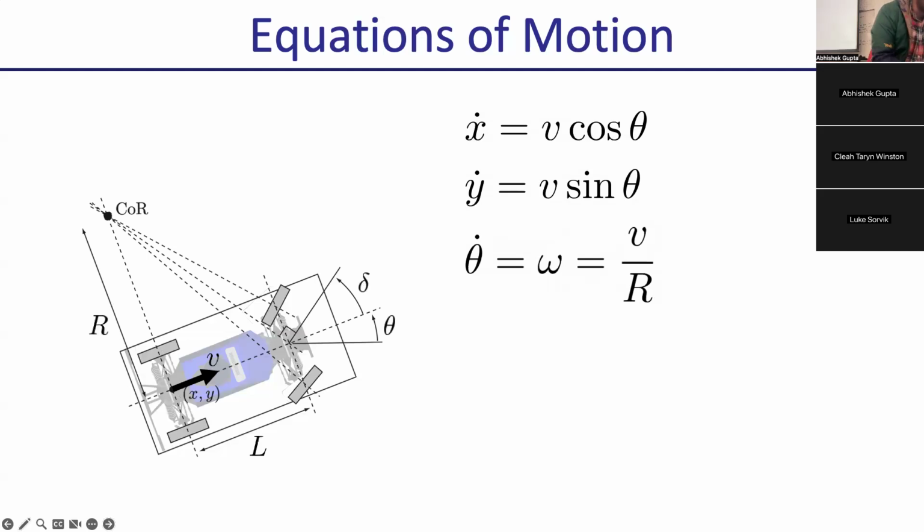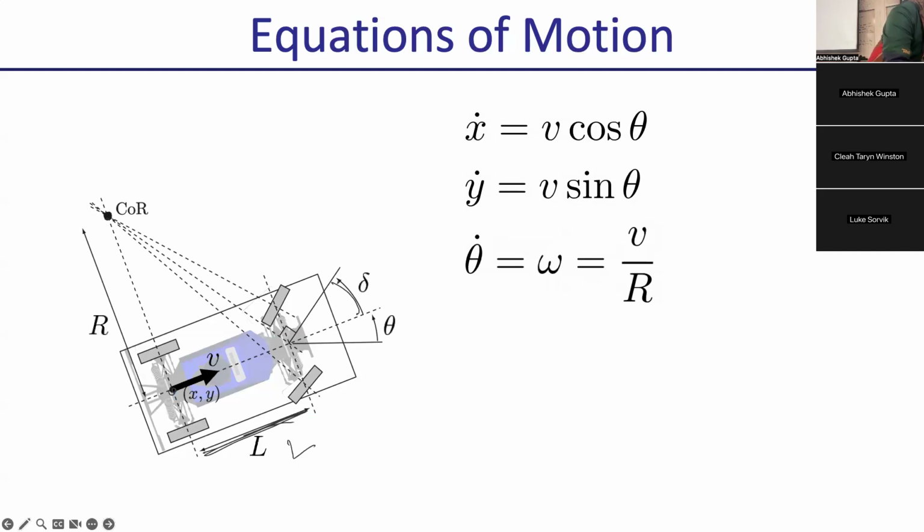So we're going to say that the length of the car is L. So the length between the rear axle and the front axle is L. The distance from the rear axle to the center is R. And the steering angle is going to be delta, the angle that your wheels turn. And as I said before, the wheels don't slip.